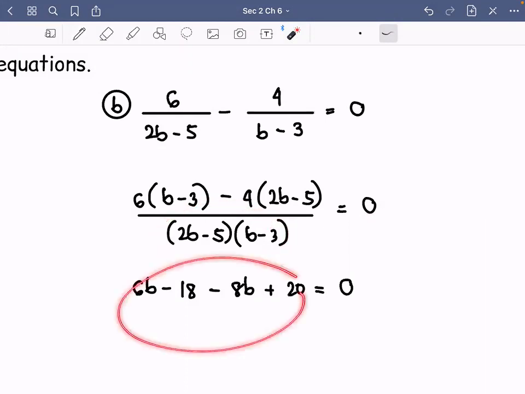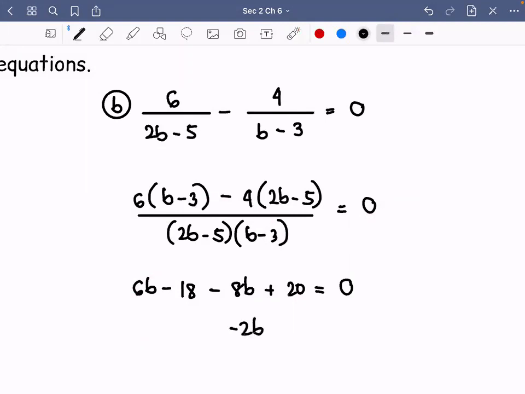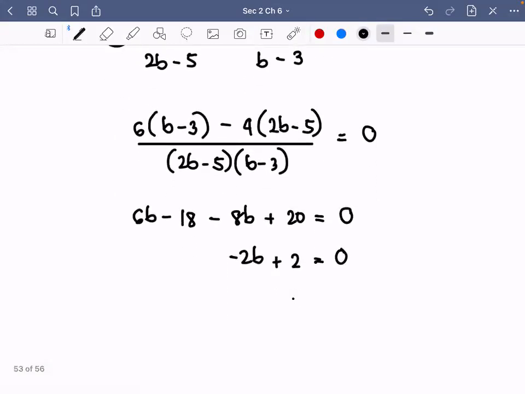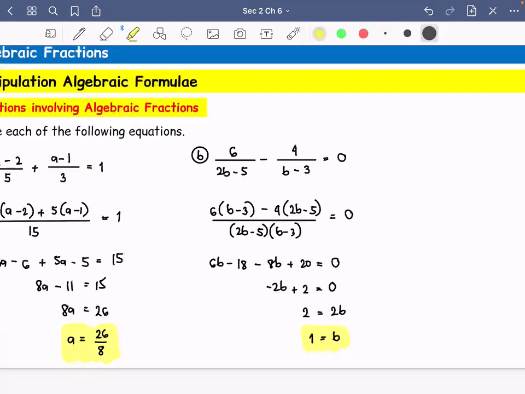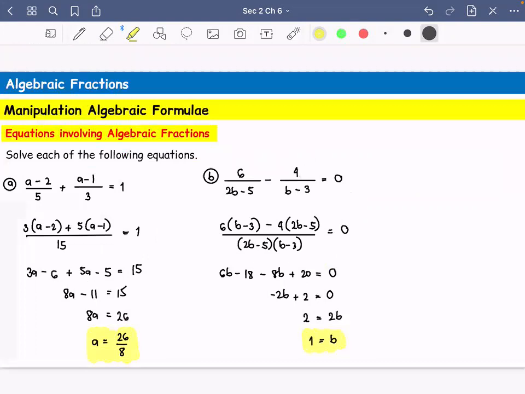So answering this, we'll get 6b minus 8b is negative 2b, and then plus 2 equals 0. So I'll have 2 is equal to 2b, therefore b is equal to 1. Okay, so that's your answer. Sec 2, do you have any question? None? Okay, now let me teach you one shortcut with this kind of questions.